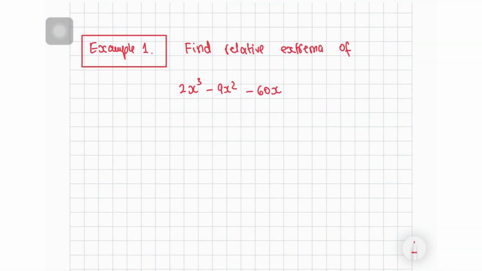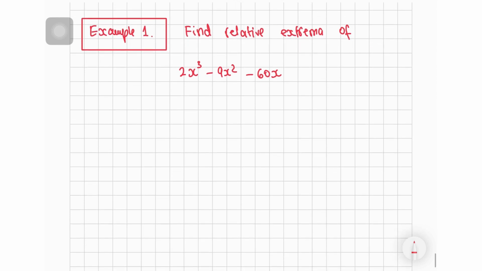Welcome to one more video on relative extrema and applications of derivatives for finding relative extrema. In this example, I will show how to find extrema for the given function using the first derivative test. So here is the solution.